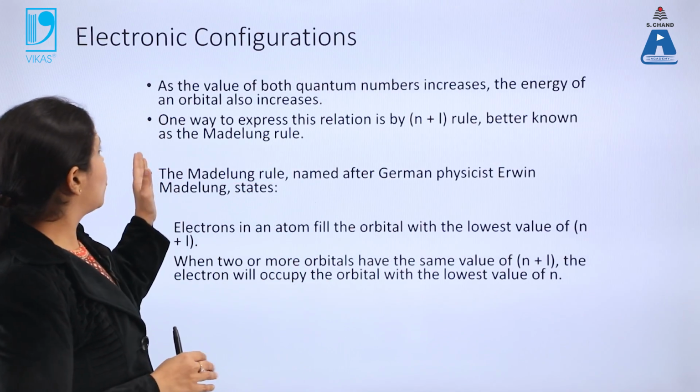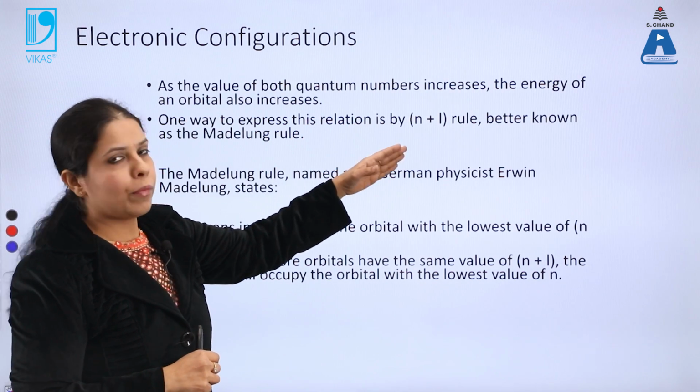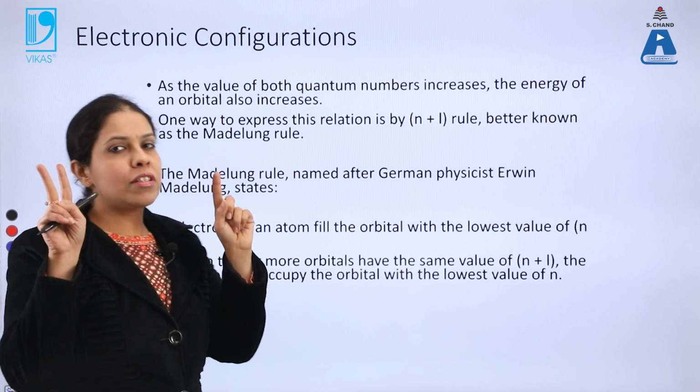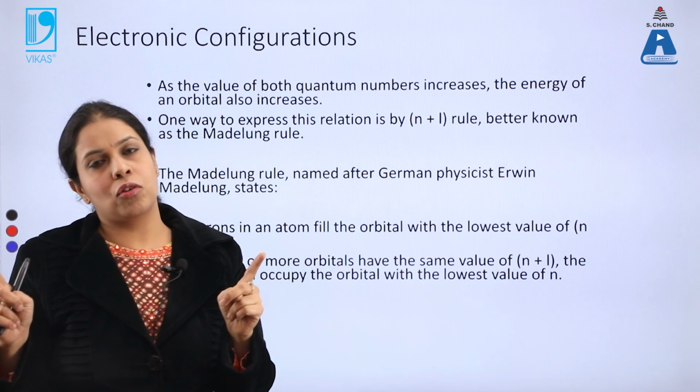Okay, let's move ahead. As the values of both quantum numbers increase, the energy of an orbital also increases. So we have to consider both quantum numbers in the multi-electron system.